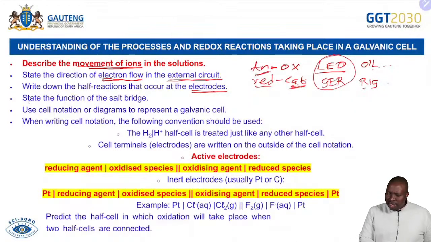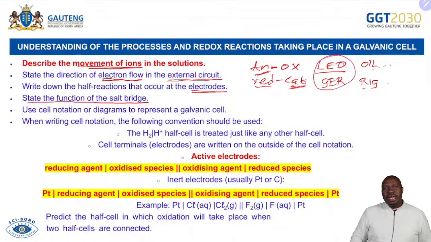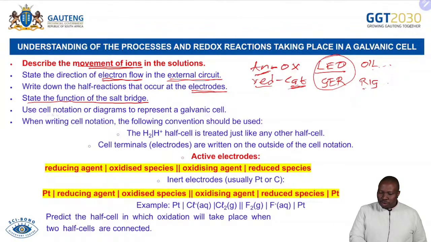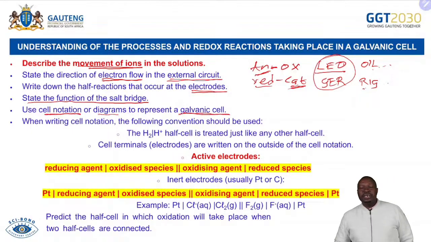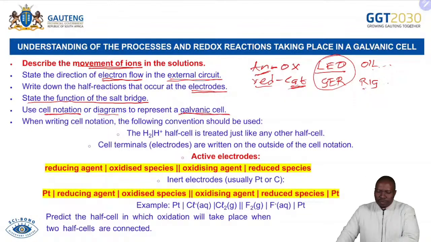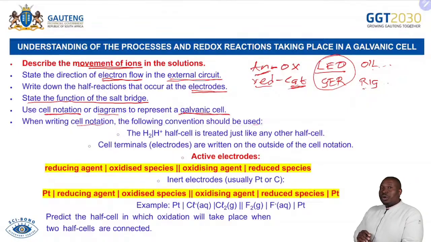And we talked about the internal circuit, where we have the salt bridge there. We must know the functions of the salt bridge. And you must be able to use what is called cell notation, or cell diagrams, to represent a galvanic cell. So we're going to look at the cell notation, and when writing cell notation, the following convention should be used.